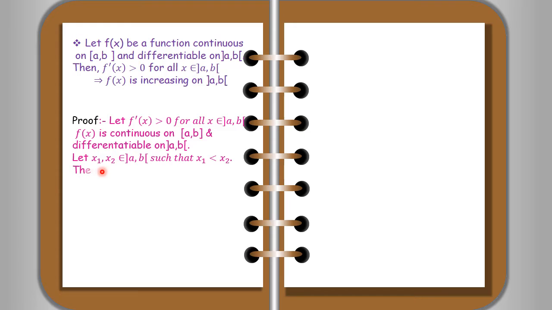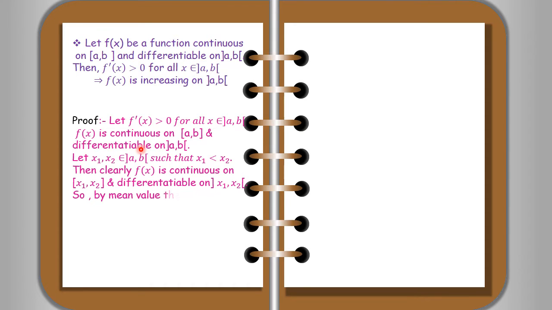Here I am taking two points x1, x2 in this open interval such that the value of x is increasing, that is x1 less than x2. Now since the function is continuous on the closed interval and differentiable on the open interval, I can use the mean value theorem since it satisfies the conditions. So by the mean value theorem, there exists a c in the open interval (x1, x2). What is f dash c? f dash c is given by (f of x2 minus f of x1) by (x2 minus x1).